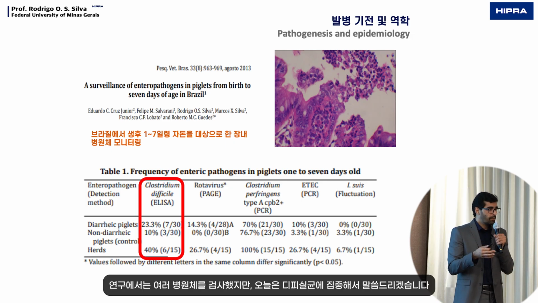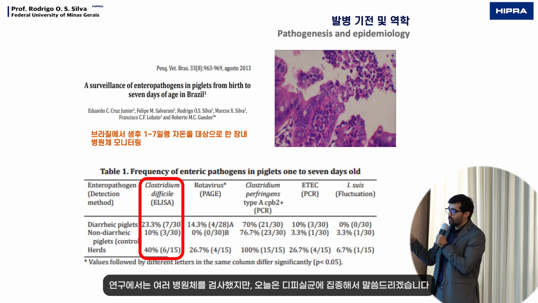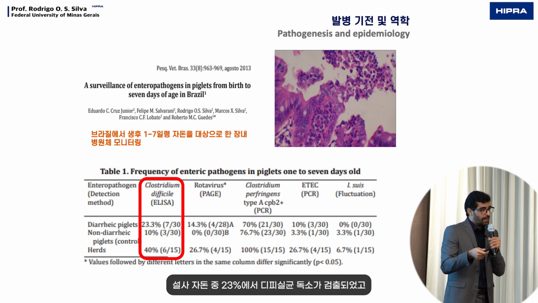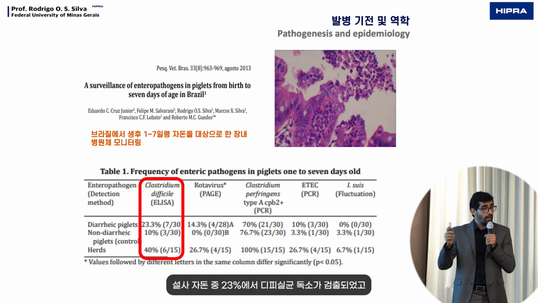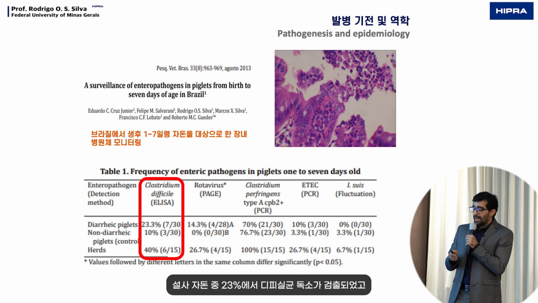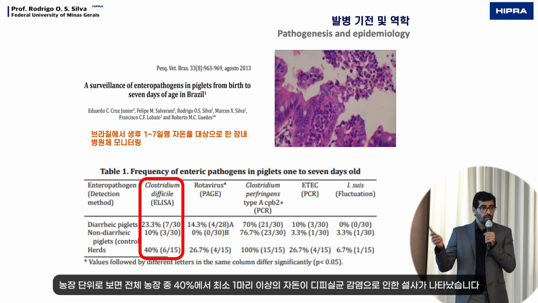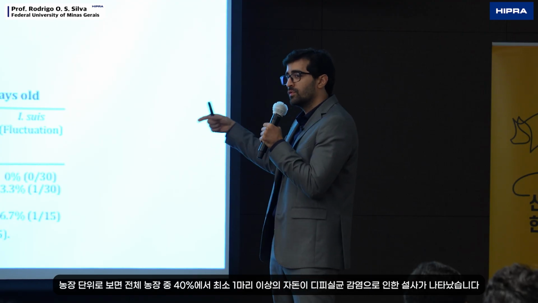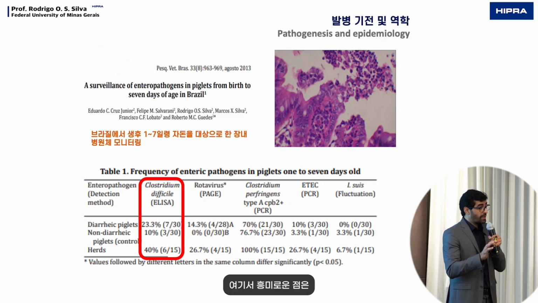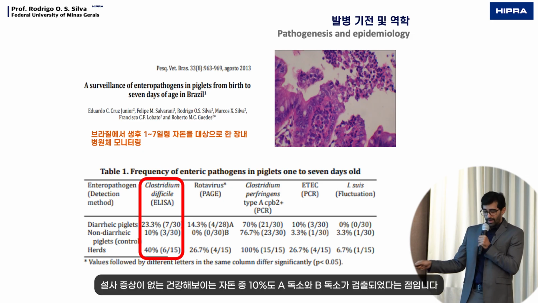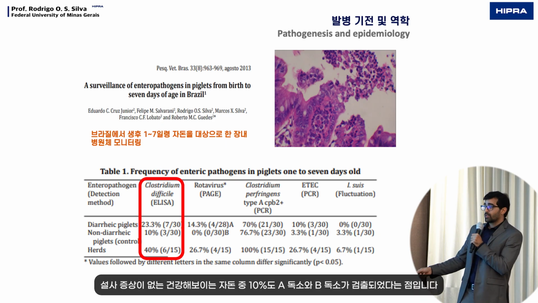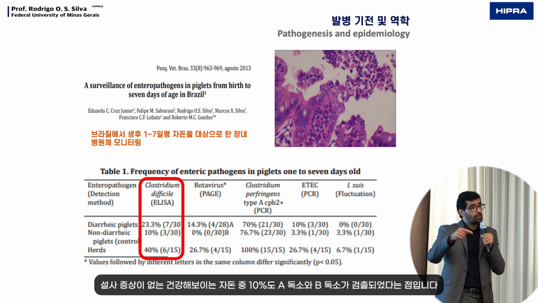We tested these animals for several pathogens, but I want to show you the results specifically for Clostridium difficile here. 23% of the animals with diarrhea were positive for Clostridium difficile infection or for toxins. And 40% of the herds were positive. They had at least one animal with diarrhea caused by Clostridium difficile. And another very interesting thing is that among animals that were apparently healthy, without diarrhea, 10% of them were also positive for A and B toxins.